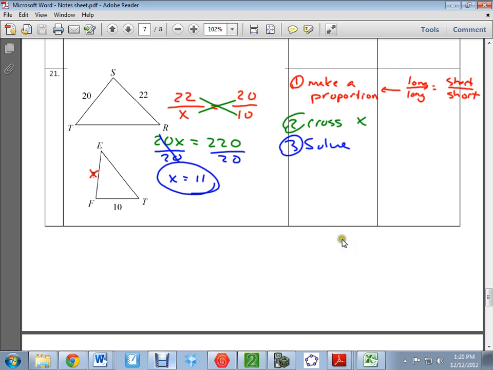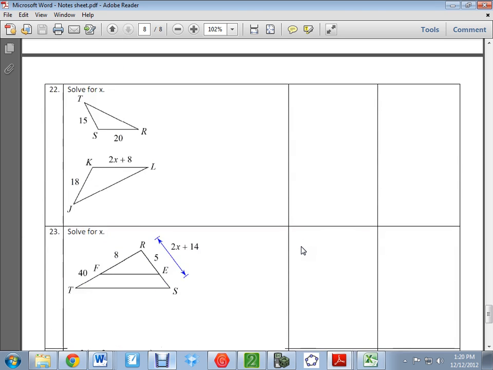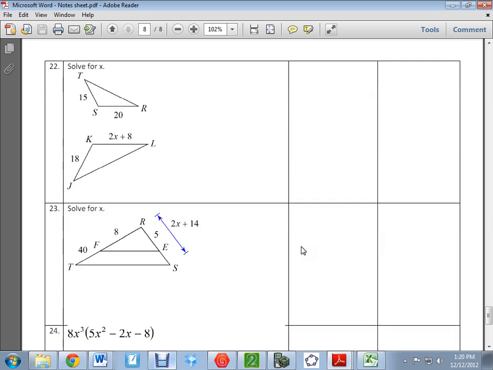Let's go to number 22. We're almost done. Number 22 is a very similar triangle problem. What we want to do is set up a proportion just like what we did, making sure to distribute. So step 1 is to do a proportion. Step 2 would be to distribute. And then after that we want to cross multiply and solve.